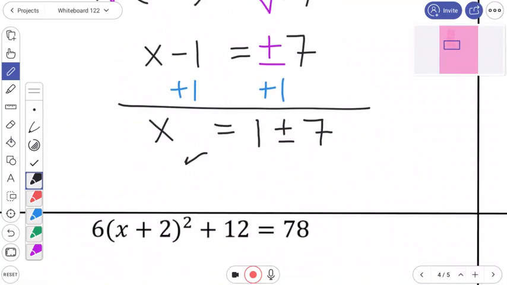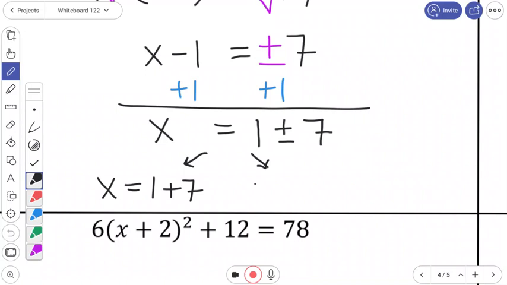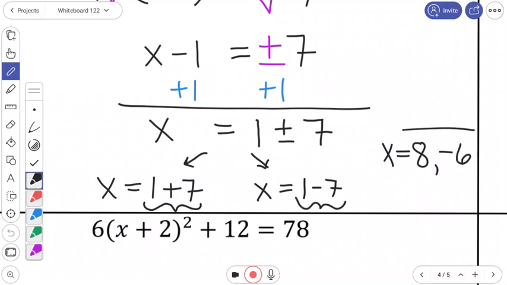So this is, again, 2 solutions. Okay, because these are both number values, we can still combine them together. This is the same thing as saying x equals 1 plus 7 and x equals 1 minus 7. Well, what is 1 plus 7? That gives us 8. So we have x equals 8. And then 1 minus 7 gives us negative 6. So these are our solutions.